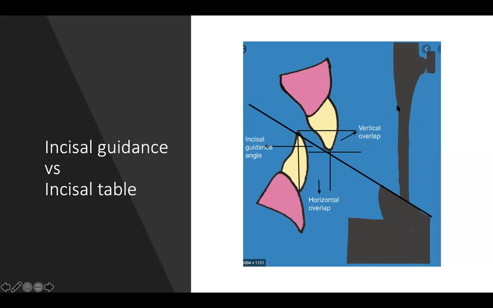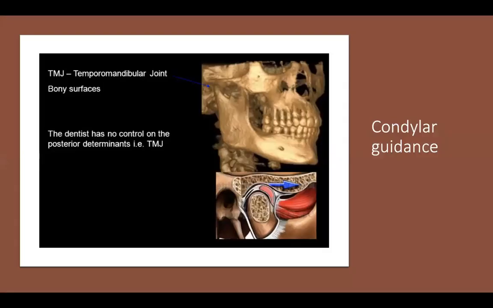So it's very important that we take care of this incisal guidance, especially in patients in which we want to give a little bit of overlap, a deep overlap, and we try to maintain the angle of the incisal guidance table according to the overlap that we want to plan for that particular patient, so that the movement is really smooth. And then we move on to the condylar guidance.